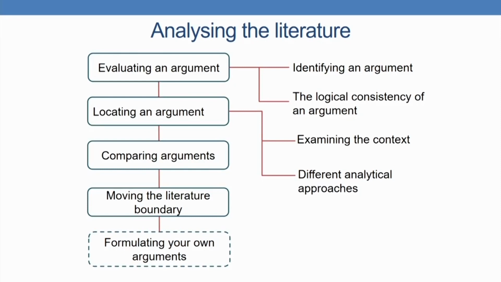Now, when we analyze the literature, keeping in mind this flow chart may be of significance. First, we are trying to evaluate an argument. For evaluating an argument, we identify an argument and look at the logical consistency of the argument. We also locate an argument. For locating an argument, we look at the context of the argument, or we examine the argument and look at the different analytical approaches that go into locating the argument. We can then compare the arguments, and comparing the arguments will help us move the literature boundary and formulate our own arguments.